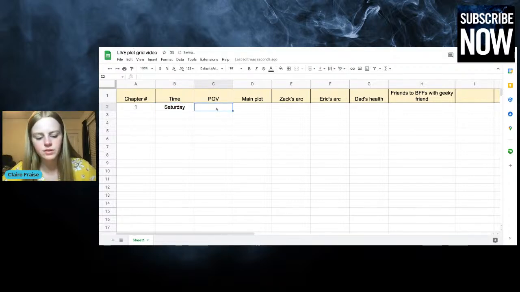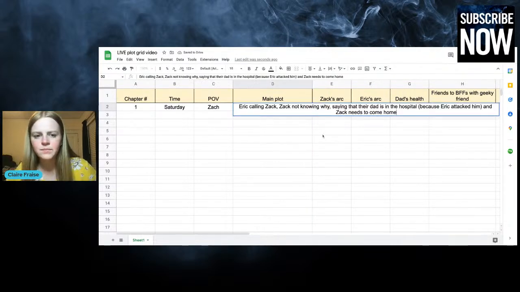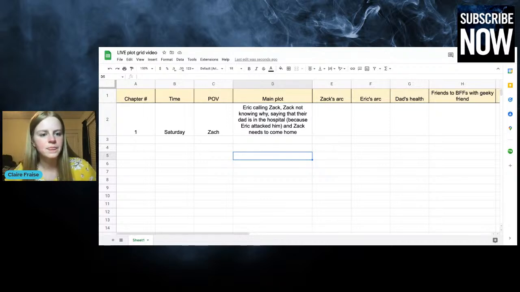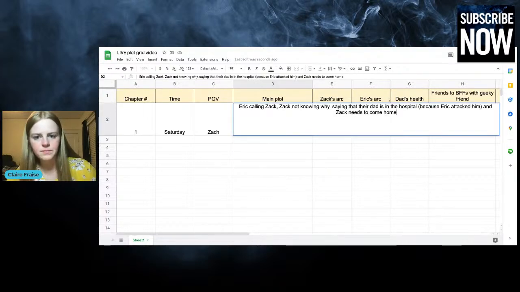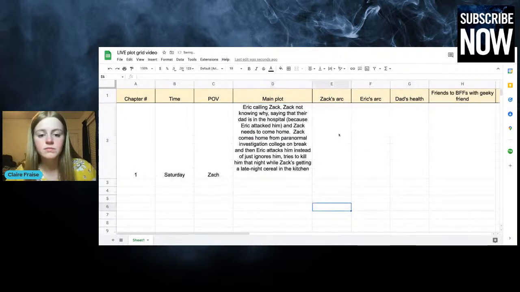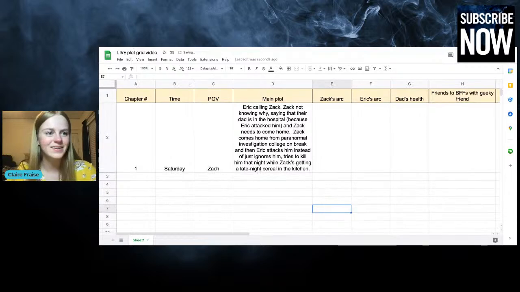So the point of view, let's say it's Zach, because he is going to end up being attacked by Eric, maybe. And we want that to be a surprise to the readers. So then we also have the inciting incident, which is probably also going to happen. These two things can happen in the same chapter. I usually like to have my inciting incident happen at the end of chapter 1.